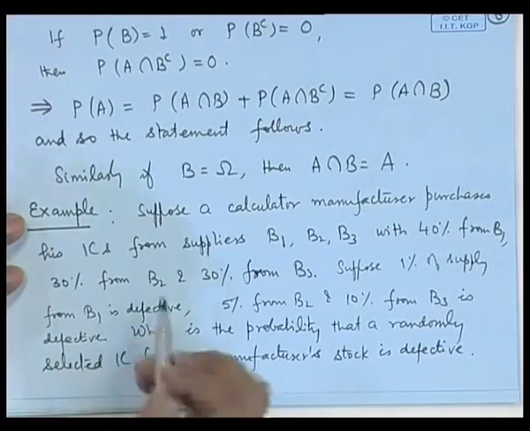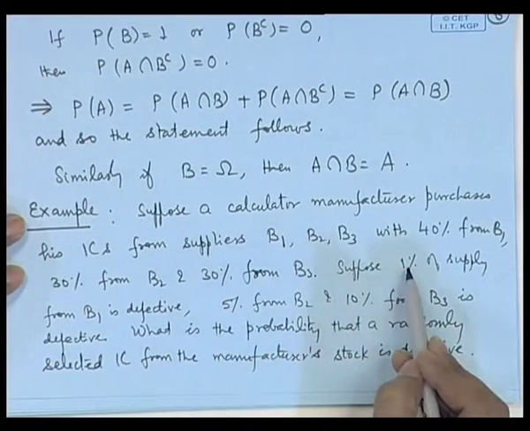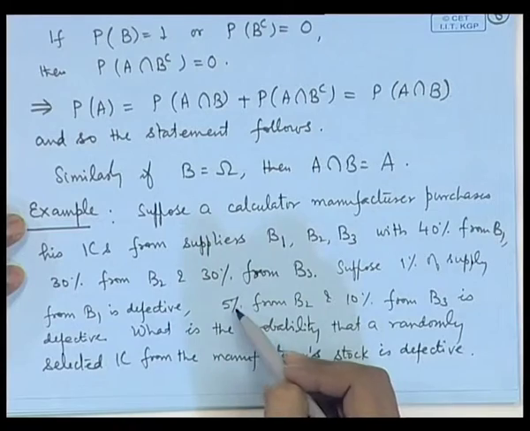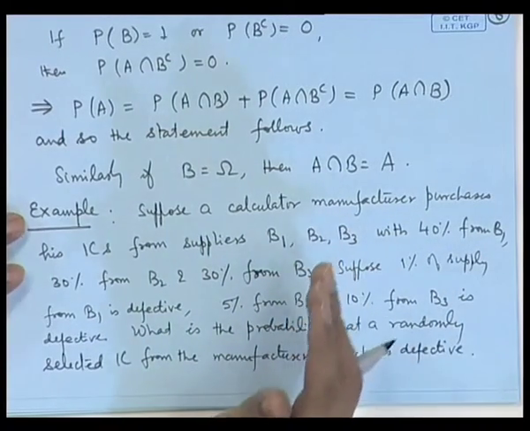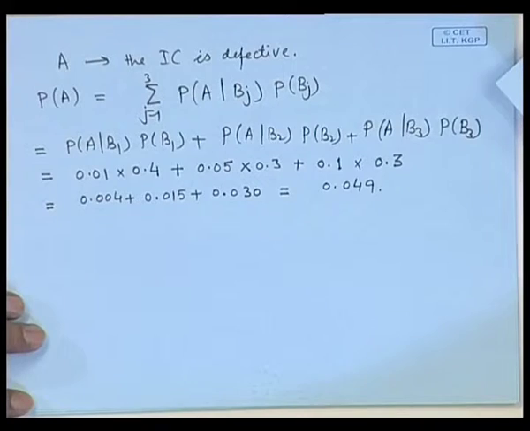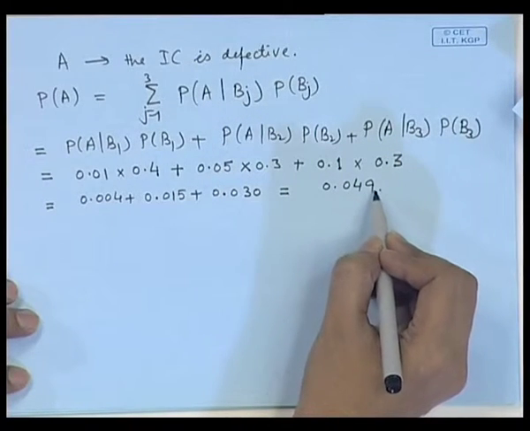Although individually, from the first supplier only 1%, from the second supplier 5% and from the third supplier it is 10%, since the procurement is mixed with different percentages getting supplied from different suppliers, the actual probability turns out to be 0.049.